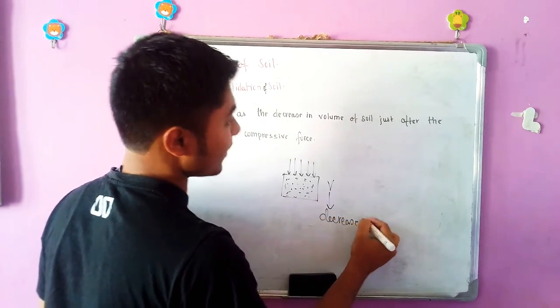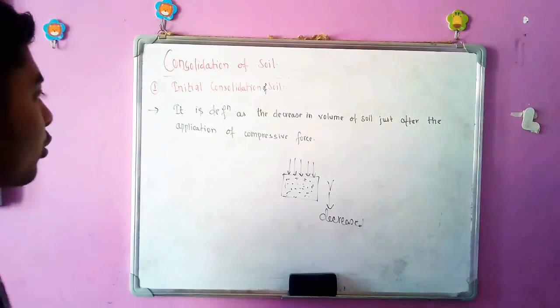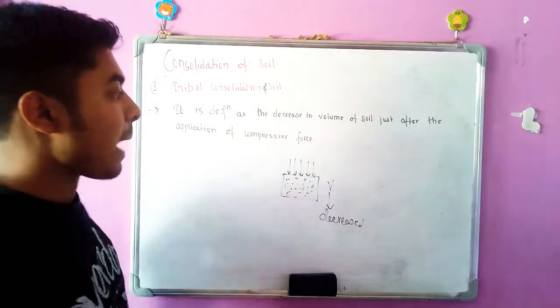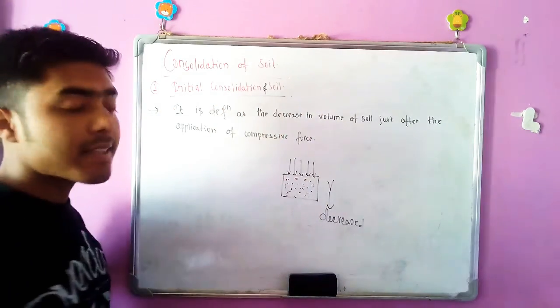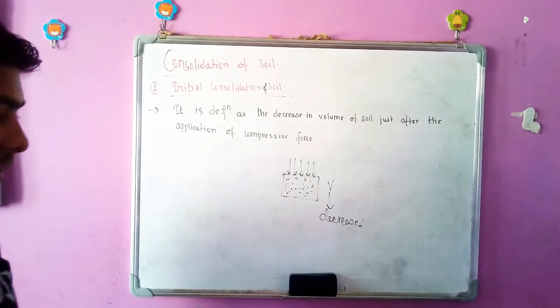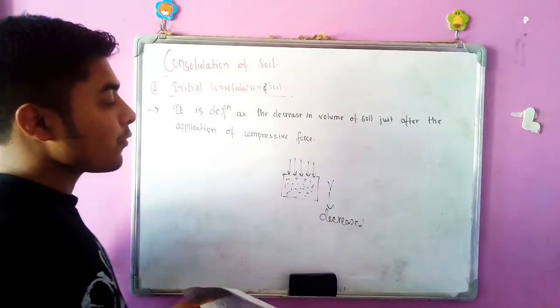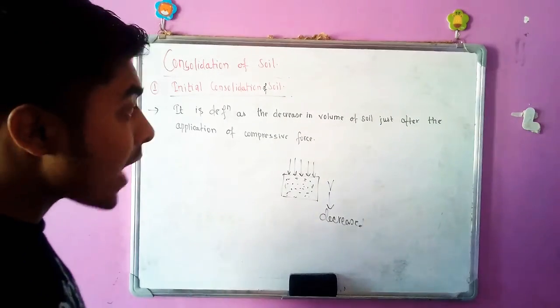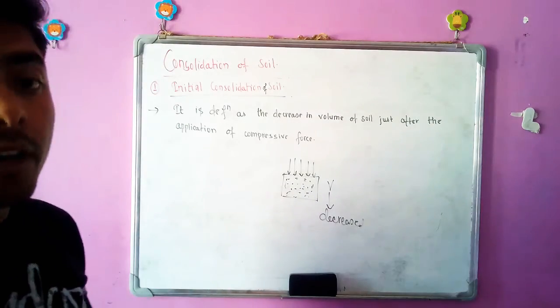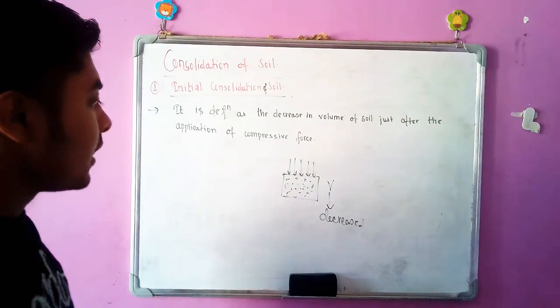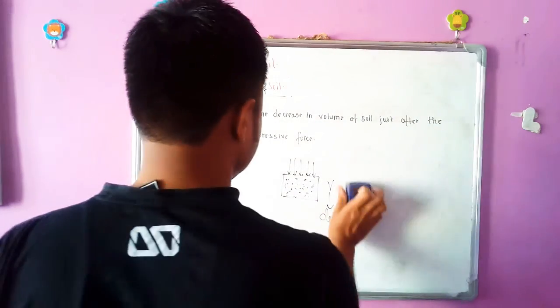And that change in volume just after the application of compressive force is initial consolidation of soil. That is its definition. Now we will study further about why the change in volume occurs. What is the cause of change in volume of this soil? So we will know about the cause.